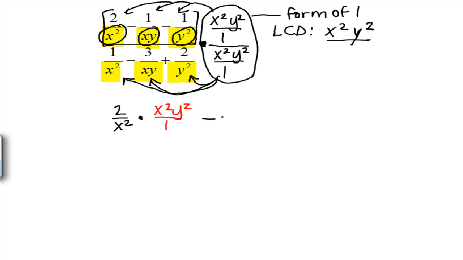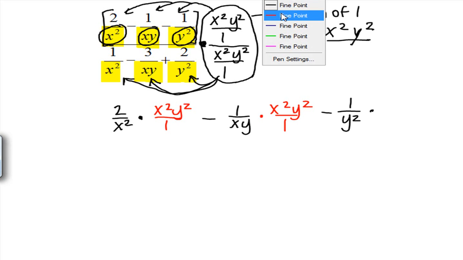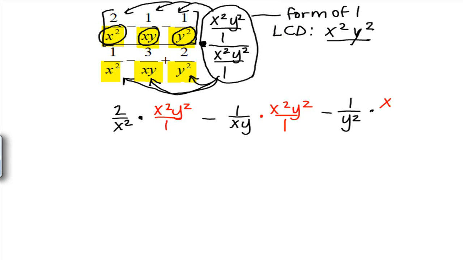And then I have minus 1 over xy, and then I'm going to multiply that also, distributing again, x squared y squared over 1. And then I have another minus 1 over y squared, and it is also being multiplied by x squared y squared over 1. That's my numerator.